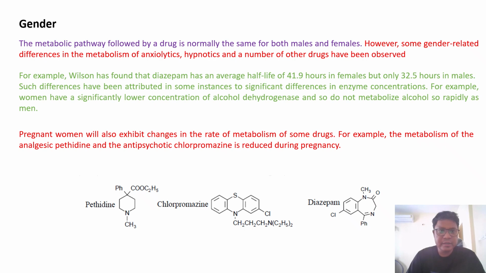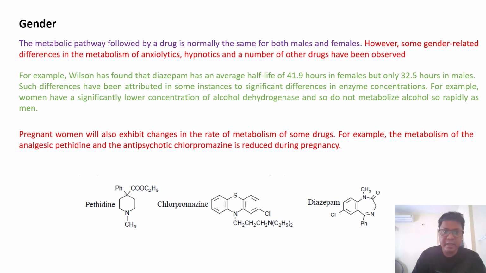Gender. The metabolic pathway followed by a drug is normally the same in both males and females. However, some gender-related differences in the metabolism of anxiolytics, analgesics, and a number of other drugs have been observed. For example, Wilson has found that diazepam has an average half-life of 41.9 hours in females, but only 32.5 hours in males. Such differences have been attributed in some instances to significant differences in enzyme concentration.